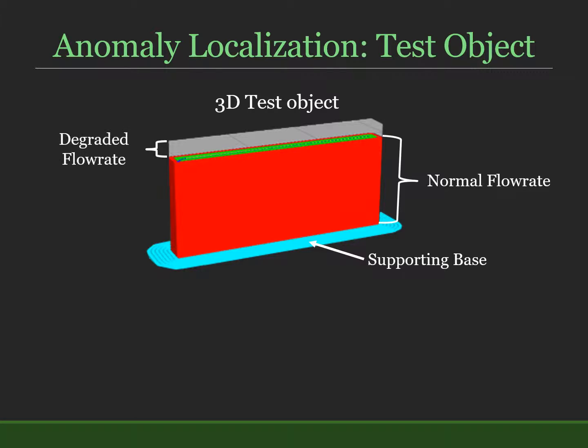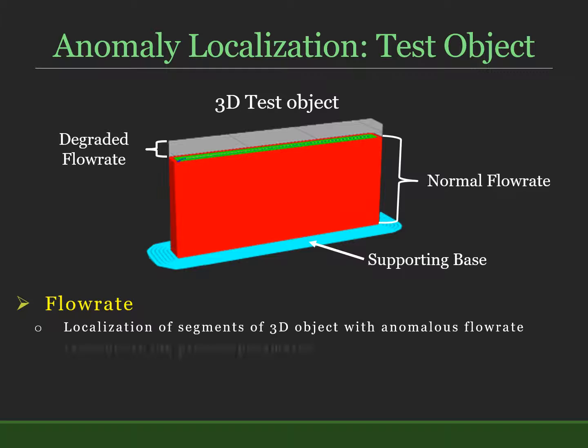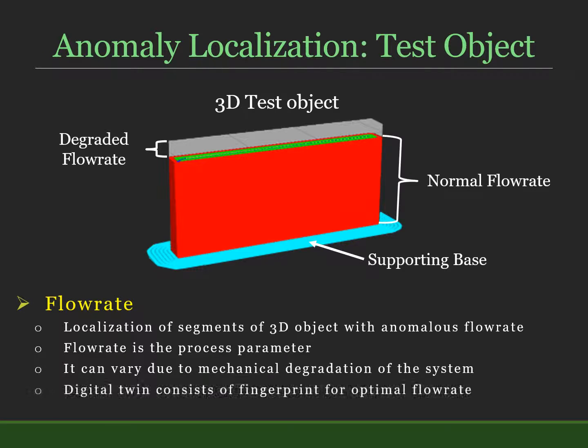The digital twin consists of fingerprints for the optimal flow rate in its library and the corresponding cluster of the individual channels. When the object is printed, the corresponding features are passed to the digital twin and the silhouette coefficient corresponding to the digital twin's product is calculated.